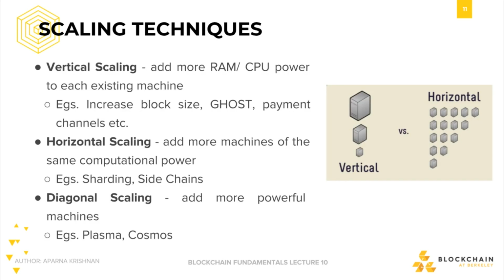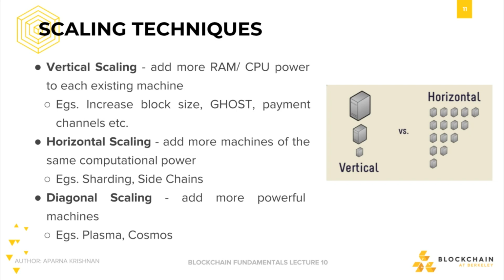We also use different kinds of scaling techniques. The two most prominent ones that we'll be discussing in today's lecture are vertical and horizontal scaling. Vertical scaling is this notion of adding more RAM or CPU power to your existing machine. And if you're familiar with Moore's law, almost every 15 months you have a doubling in the amount of CPU power that you can add. Some vertical scaling solutions that we look at today are increasing the block size, Ghost, which is Ethereum's proof of work solution, or payment channels.